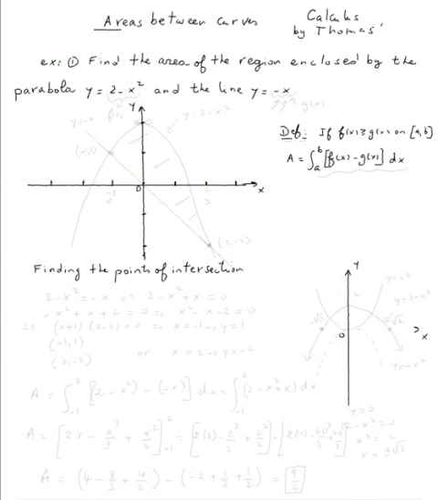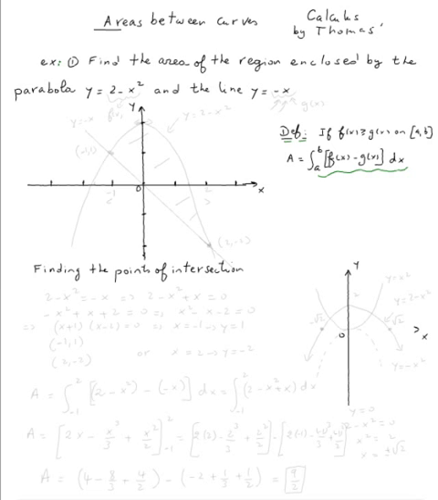The topic is areas between curves, finding areas between curves. First the definition says: if f of x is bigger or equal than g of x, which means the graph of f is above the graph of g on [a, b], and of course f and g have to be continuous functions on [a, b], then the area is equal to the integral from a to b of f of x minus g of x dx.